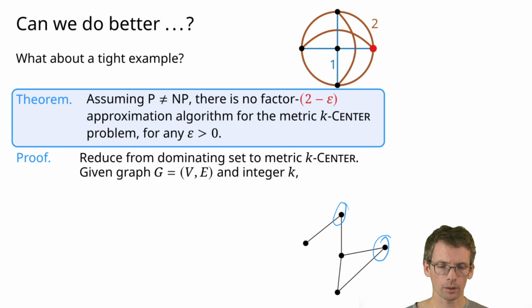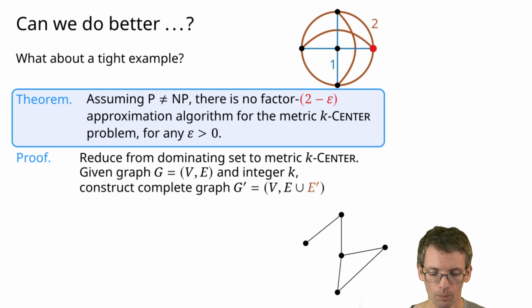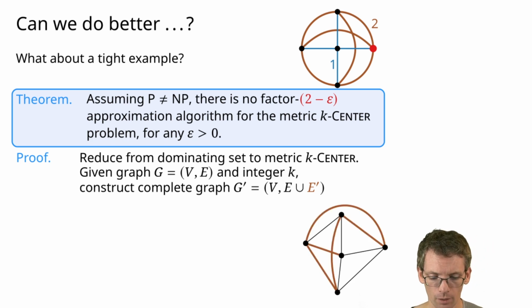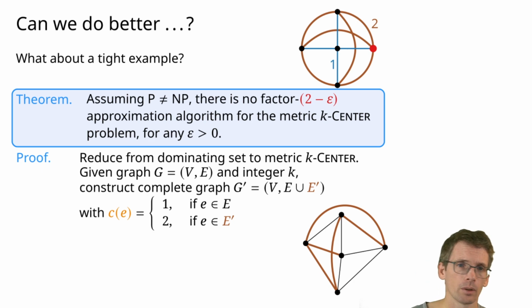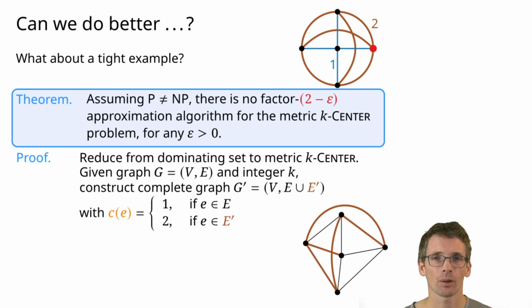Now we are going to transform this to an instance of the metric k-center problem in the following way. So we want to have a complete graph. G prime will be a complete graph where I take the original vertices, I take these edges, and I take additional edges to make the graph complete. And the edge cost will be 1 for the original edges and 2 for the remaining edges. Now the cost of a solution to the k-center problem is closely linked to the question of whether there is a dominating set in the original graph.